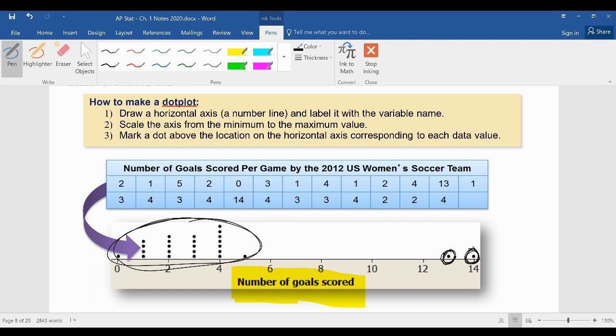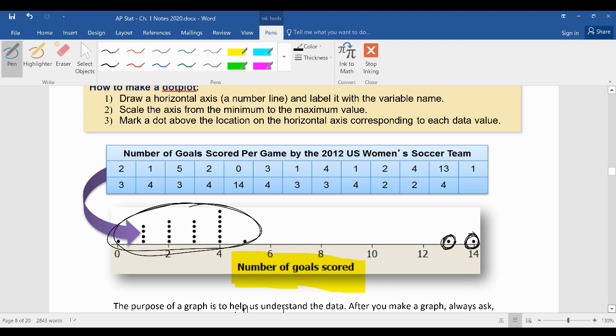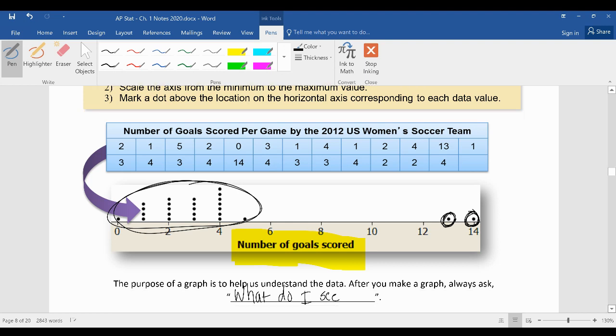When you're making a graph, any type of graph, the first thing you want to do is look at the graph and say to yourself, what do I see? What do I notice about the graph? So on this particular graph, you might notice that the majority of the goals scored by the U.S. women's soccer team is from 0 to 5 goals. But then you also have these 2 outlier points here, which you want to make note of as well. So think to yourself, when you're looking at a graph initially, what do I see? What do I notice?